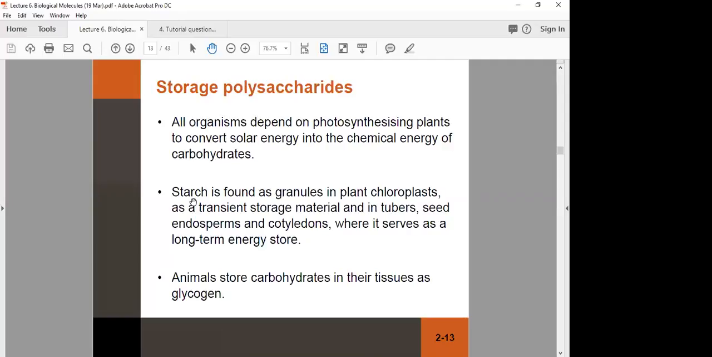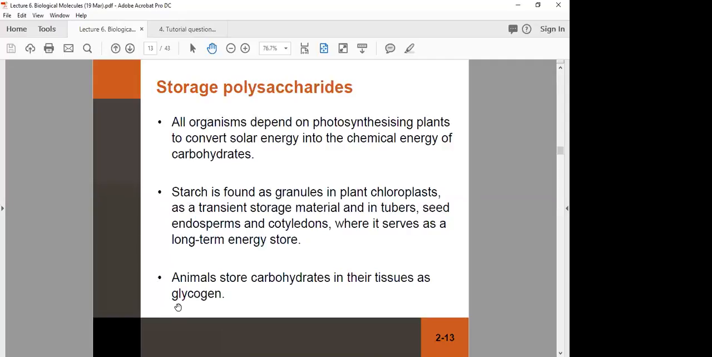Starch is a polysaccharide. What is the monosaccharide subunit? What is the monomer that makes starch? Once again, it's glucose. So note that. Just like cellulose, starch is made up of repeating glucose monomers, but the structure is quite different.